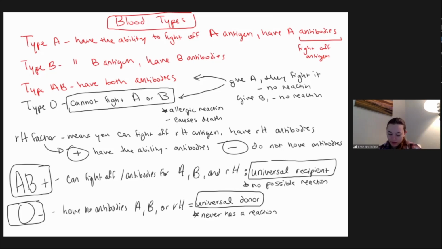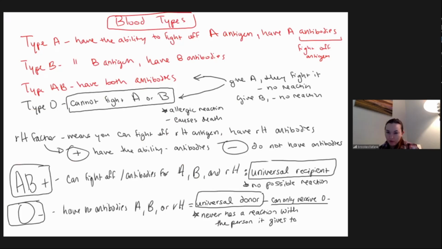This is interesting. I wrote the same thing. Never has a reaction with the person it gives to. Unfortunately, a universal donor can only receive O negative. So this means it would be very negative. It wouldn't be good to be O negative and be unconscious, because if they give you any blood besides O negative, you could die.